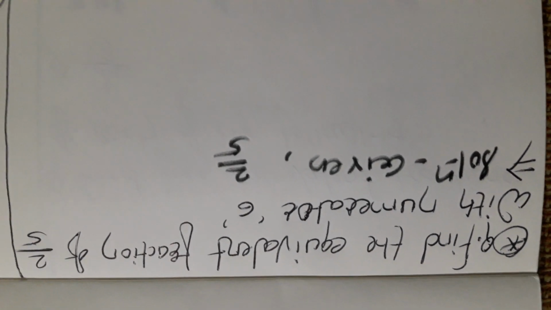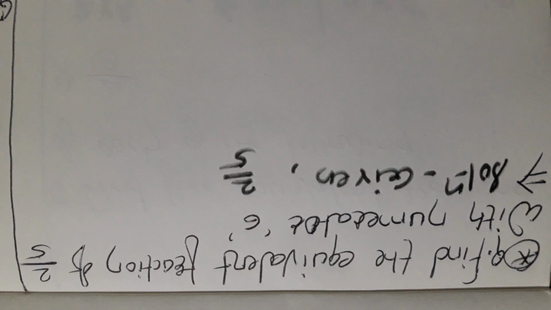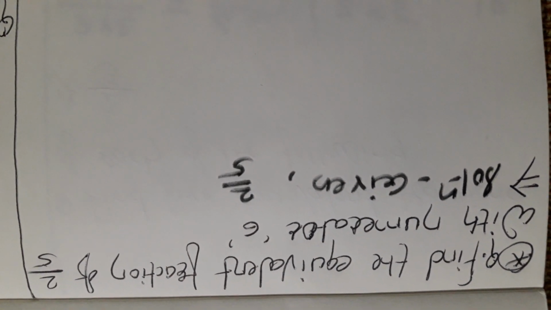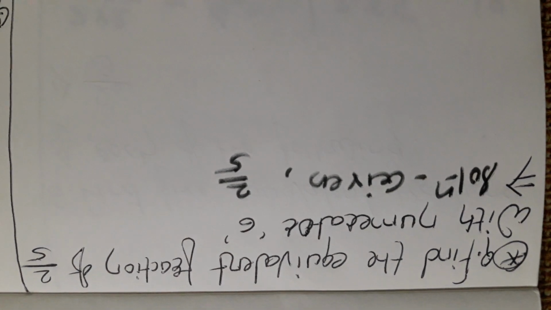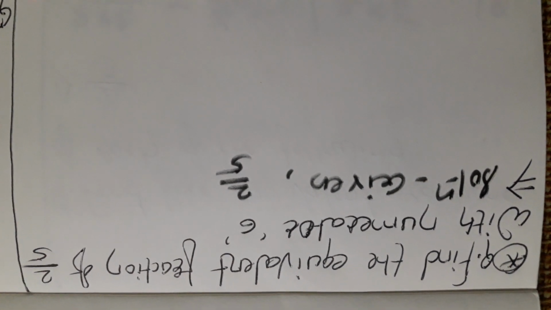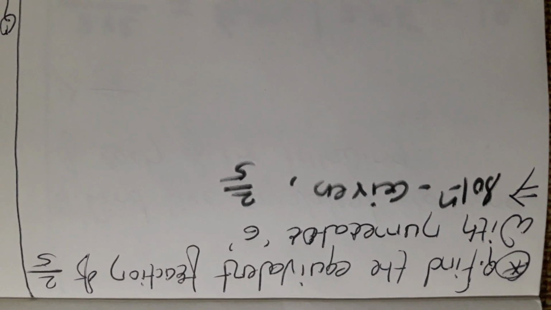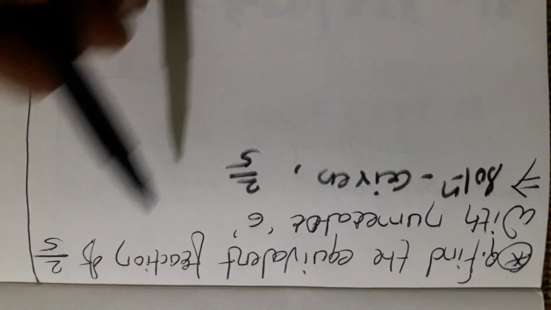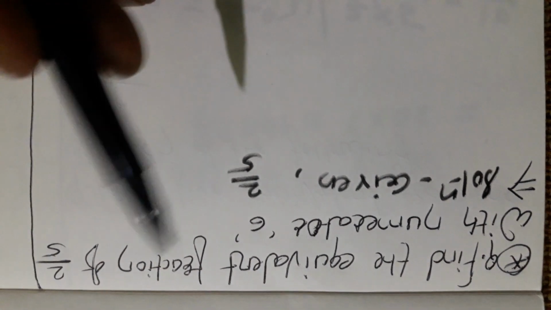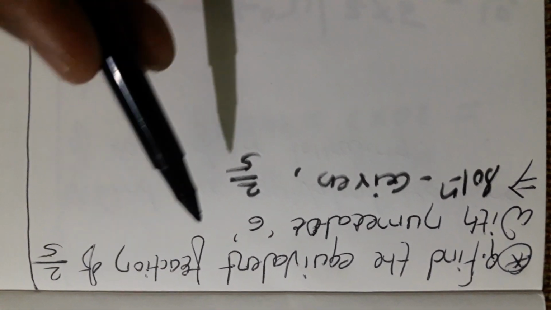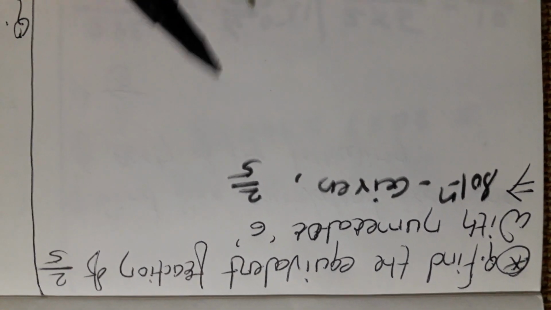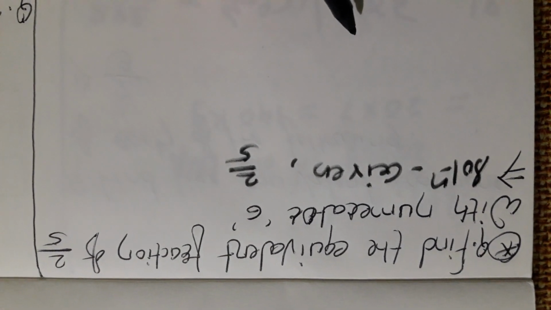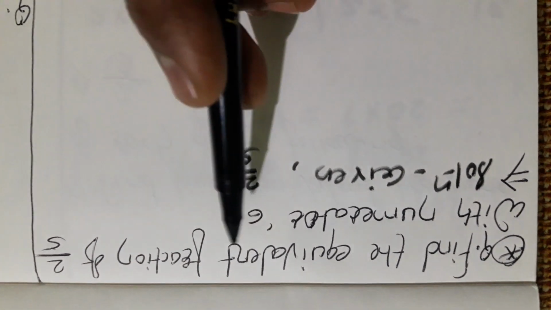As I told you in the beginning of this video, we can find the equivalent fraction of the given fraction by using which point? We can multiply or we can divide the numerator and denominator by the same number. Whenever we multiply or divide the numerator and denominator of the given fraction by the same number, we get fractions that are equivalent to the given fraction. Now see here, 2 upon 5 is the given fraction. I want the numerator 6.